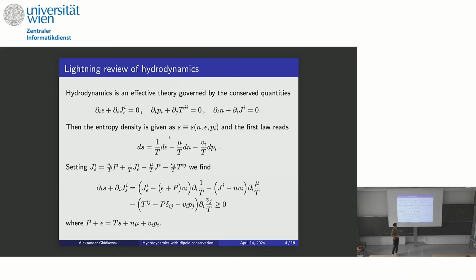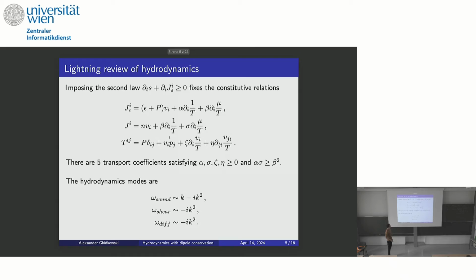And now we also introduce this pressure. And now we will demand that this has to be greater or equal than 0, which basically means we impose the second law of thermodynamics locally, such that locally the second law works. And this exactly fixes the form of the constitutive relations.